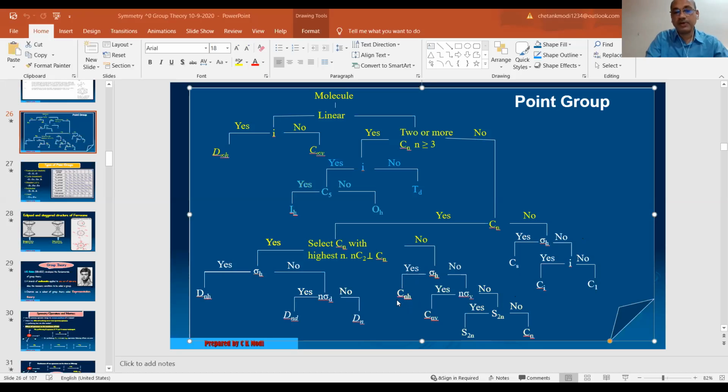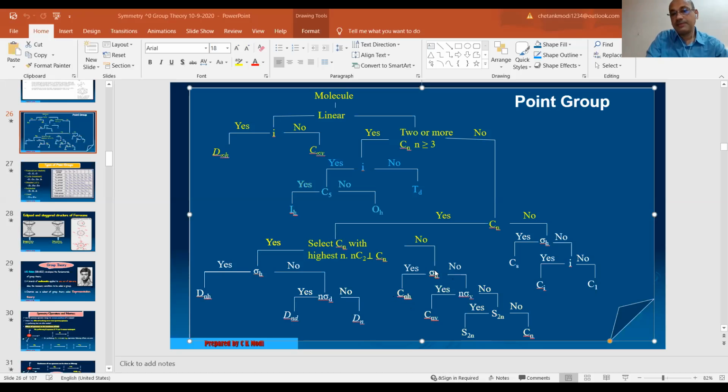The chair form of cyclohexane has the point group C2h, because it consists of a C2 axis along with a sigma h plane. So the symmetry elements E, C2 and sigma h are present. Therefore, E plus C2 gives C2, and C2 plus sigma h gives C2h. The point group of the chair form of cyclohexane is C2h.